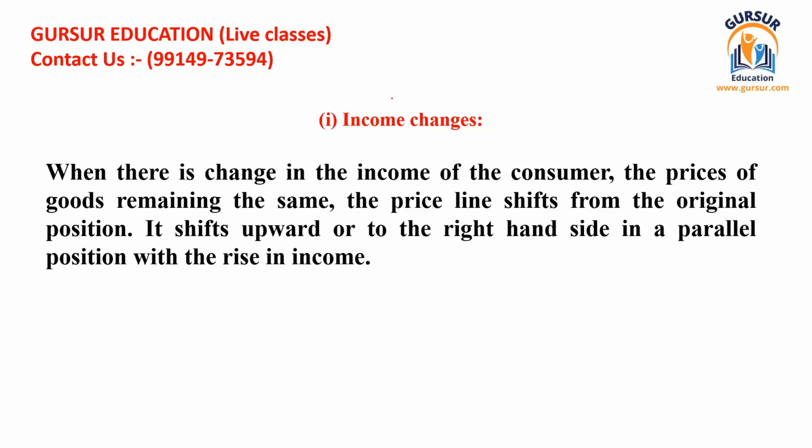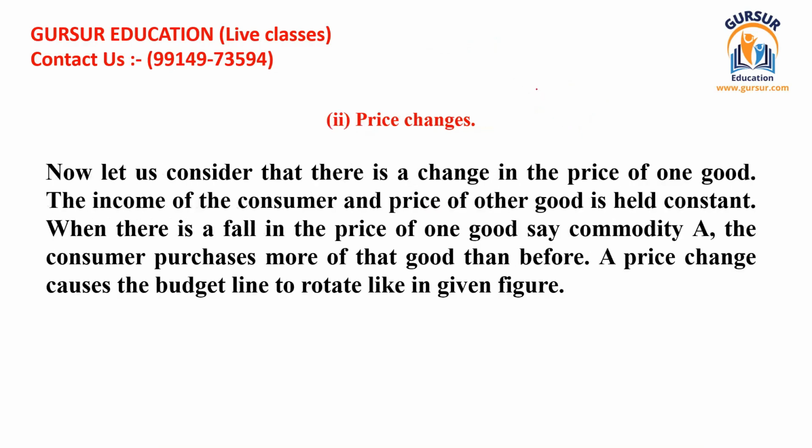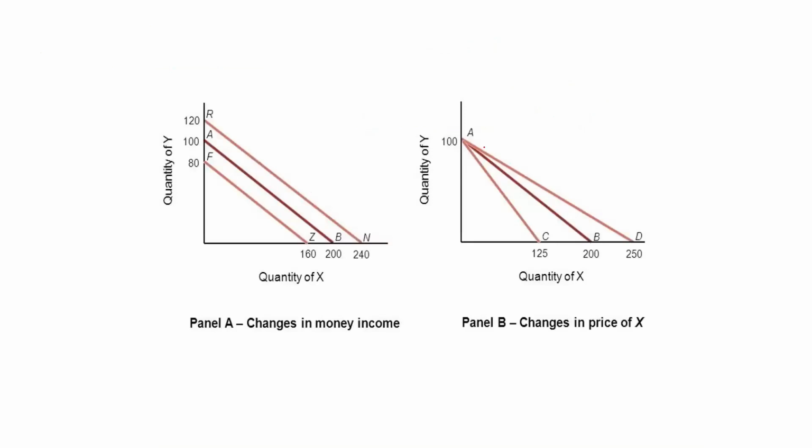Okay, if your income is changing, if your income is increasing, suppose the previous income was 4 rupees and your income increases to 8 rupees, then this is very obvious that now you are able to purchase more commodities, apples or oranges. That means your budget line shall shift to the right. Okay, you can see here.